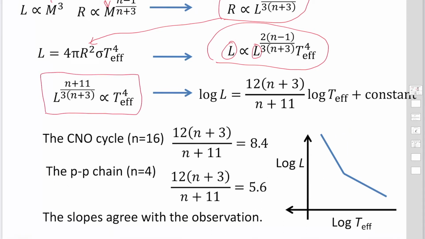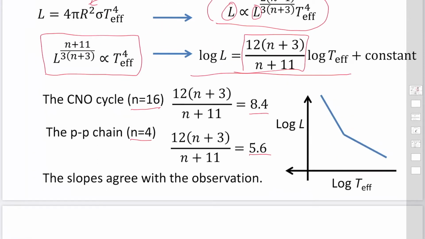And then if you take, log L is proportional to log T. And actually, the slope corresponds to these quantities. So in the case of the CNO cycle, n is 16. This slope can be calculated. It becomes 8.4. In the case of the PP chains, n is equal to 4. Slope becomes 5.6.